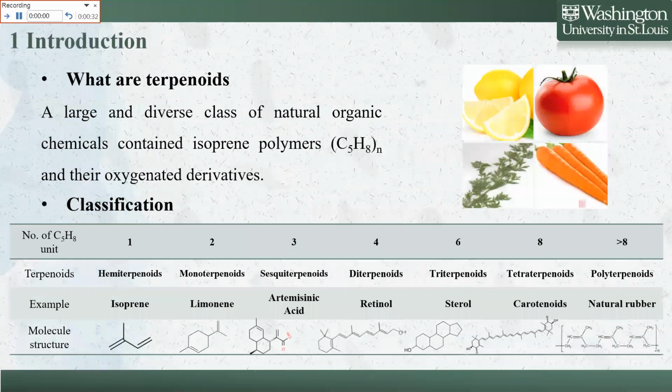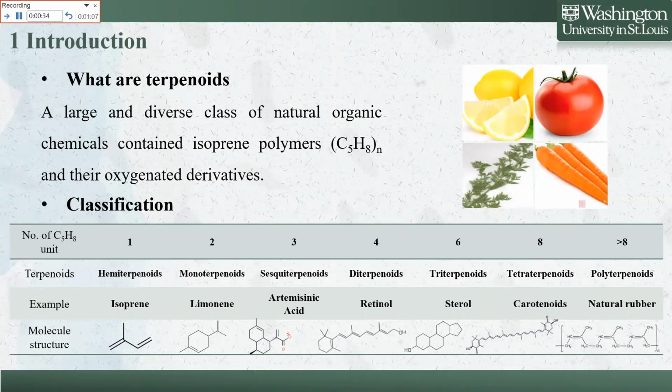Terpenoids are a large and diverse class of naturally occurring organic chemicals derived from the 5-carbon compound isoprene. The terpenoids contain the isoprene polymers and their oxygenated derivatives. Terpenoids are the largest class of plant secondary metabolites, representing about 60% of known natural products. They are widely distributed in all kinds of fruits and vegetables that are pervasive in our daily life.